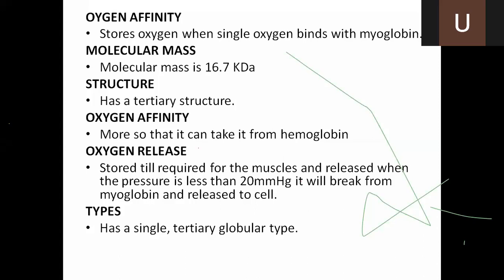Now, at what pressure does the release of oxygen occur? Basically, the oxygen is stored till it is required by the muscles, and it is released when the pressure is less than 20 millimeters of mercury. So it will break off from the myoglobin and be released to the cell. Now, coming to the types of myoglobin, there is a single type, the usual tertiary globular type.